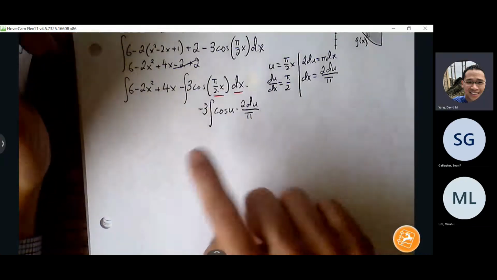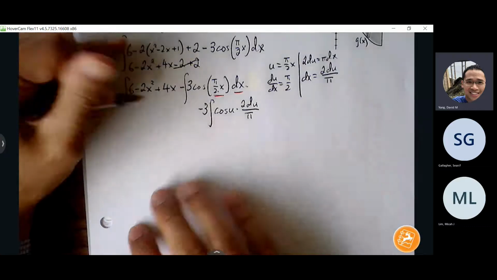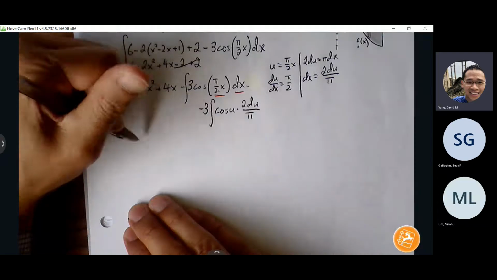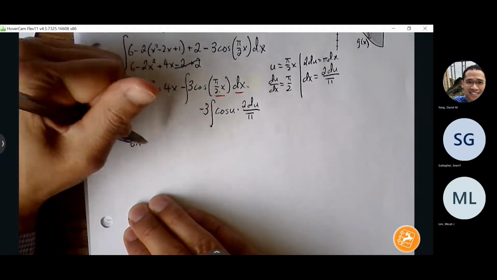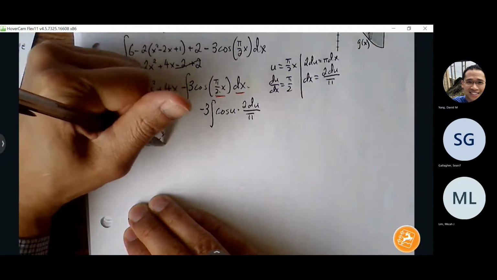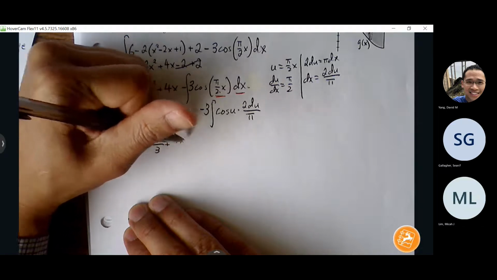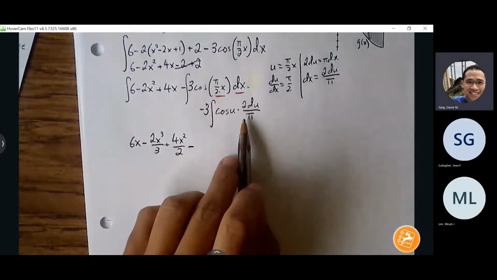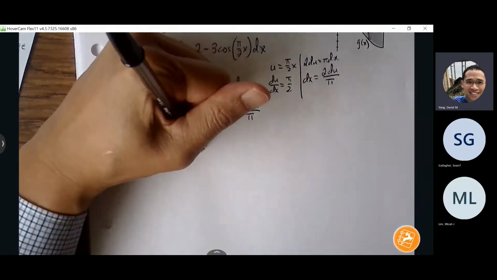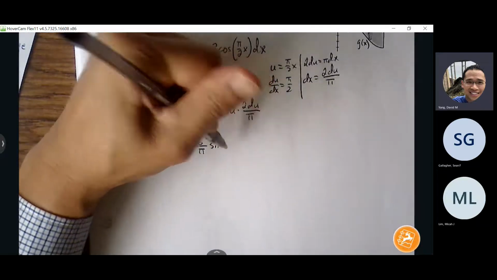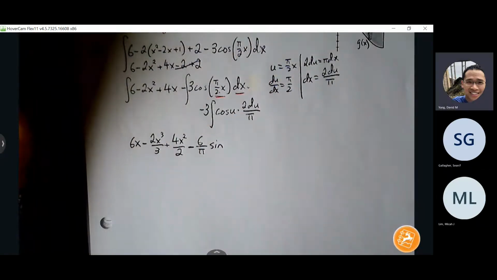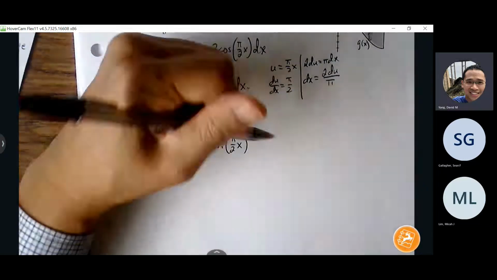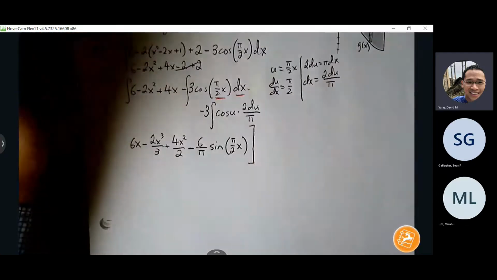Okay, let's see if we can do all of these. Let's do the calculus here. So every single one of these terms, I'm going to apply power rule as well as find the antiderivative of cosine. So 6 becomes 6x. Three times 2 is 6, 6 over pi. And then cosine turns into sine. We bring back our original variable. Now that we have our antiderivative, we can work in the bounds from 0 to 2.